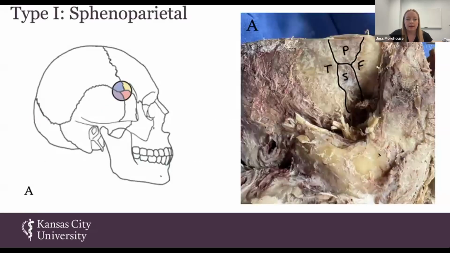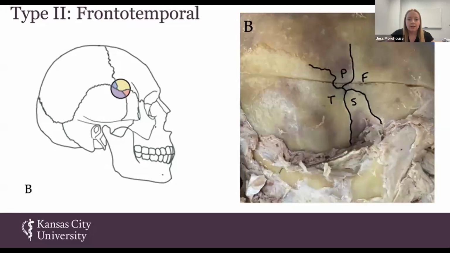So type 1 Pterions are also known as sphenoparietal Pterions, which is going to form the classic H shape that students are expecting to see when they look for the Pterion. This articulation is going to occur between the parietal bone up here and the greater wing of the sphenoid bone. Type 2 Pterions are also known as frontotemporal, which are going to form more of a K shape. Sometimes they look like a K, sometimes they don't really. But the big thing is that the direct contact is going to be between the temporal bone and the frontal bone.